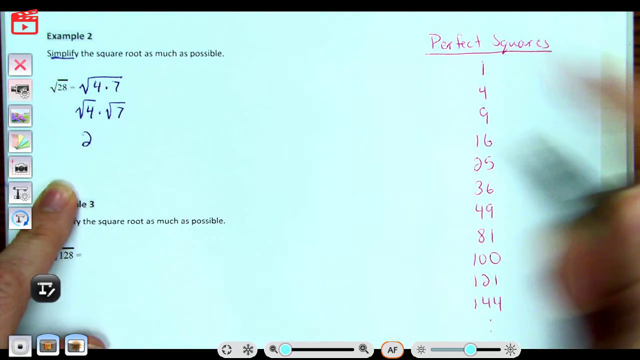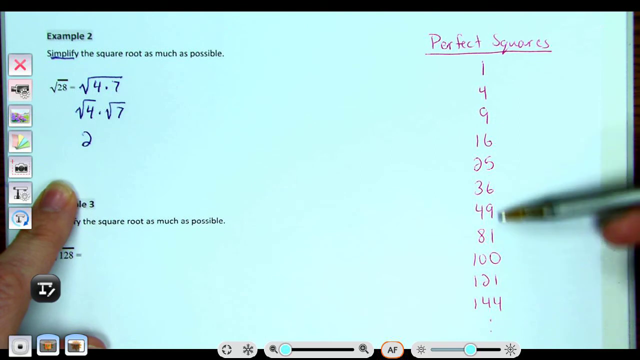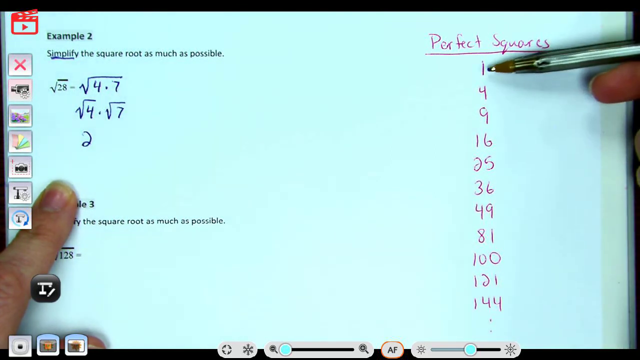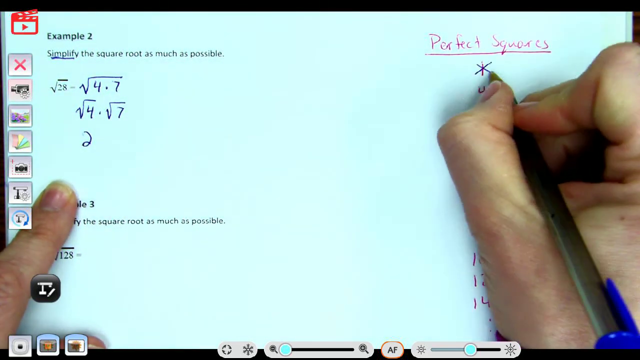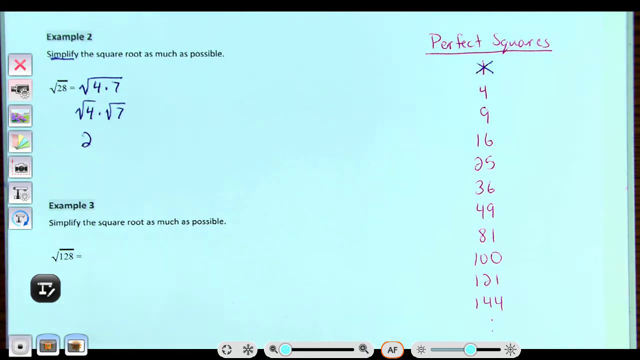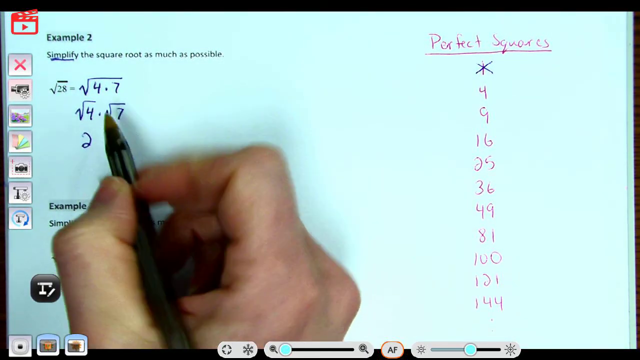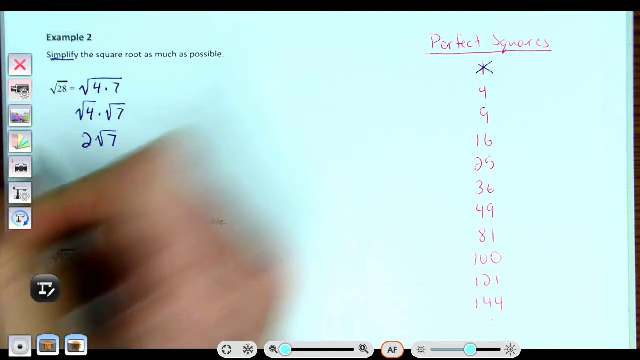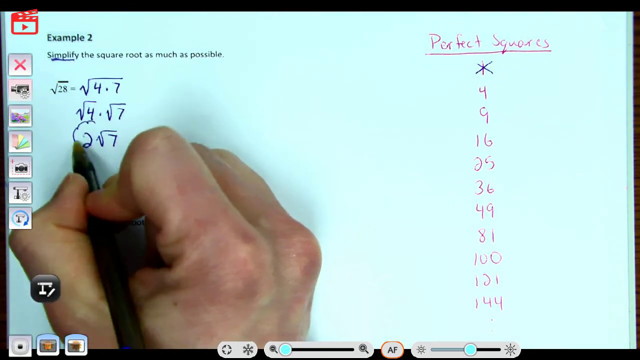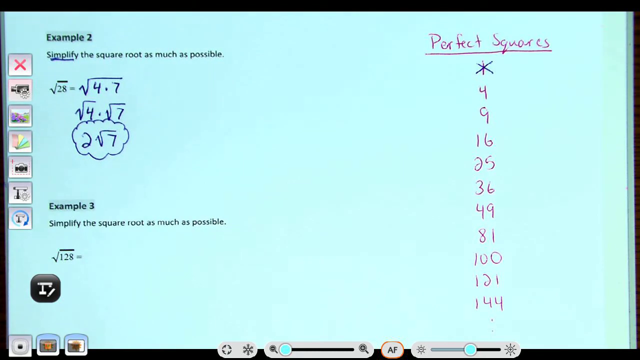Does 7 have any perfect squares that go into it? Before you say no, it actually does. It has a 1, but 1s don't count. 1's going to go into every number. It's not going to help us break it down. So if that has no more perfect square factors, we're done. And that is the square root of 28 simplified.